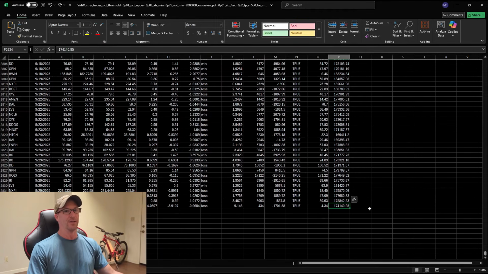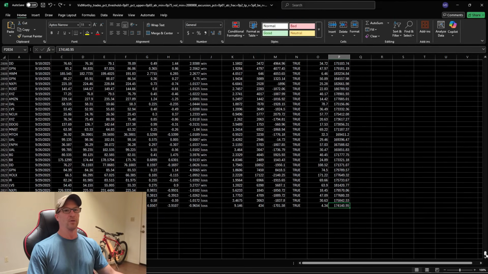And then there's the total balance of $174,140.95. I'll upload these to my Google Drive and put links in the description so that you can look through these if you want. But let's take a really quick look at maybe these last two trades.